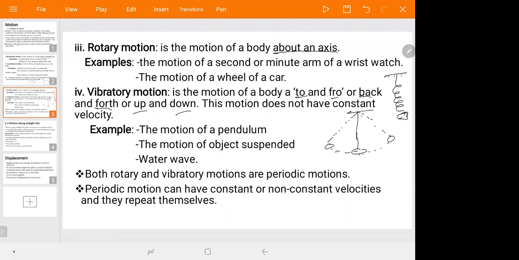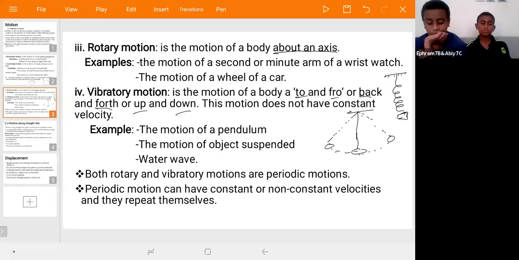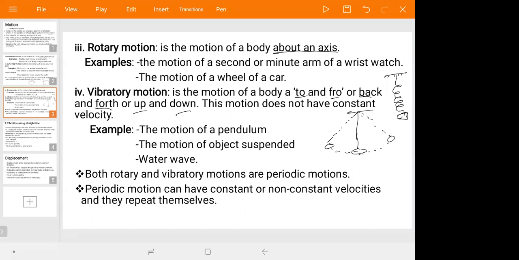The other one is water waves. What is a water wave? Do you know a lake? You know a body of water, what we call a lake. If you throw a stone in the middle of the lake, what will you see on the surface of that water?